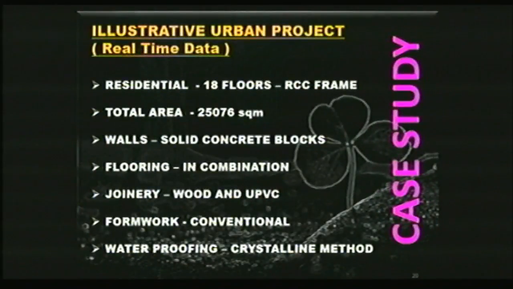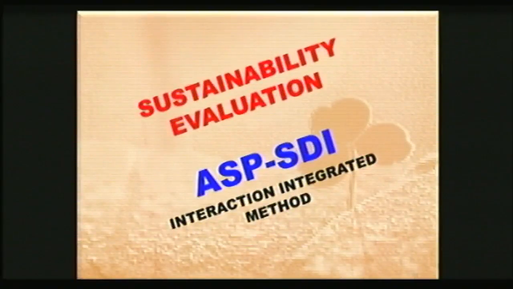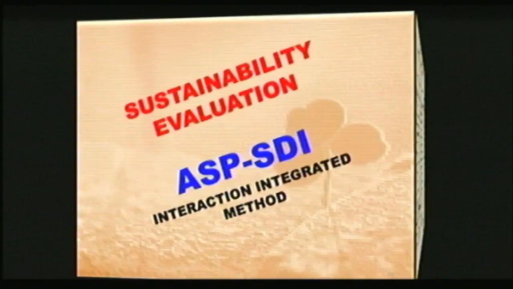This is a case study which is very important for students, actually. This is the case study which we have done. For example, for urbanization, because the urban scenario matters, one of the case studies I've taken is an 18-floor RCC frame with a total area of about 250,000 square feet and solid concrete walls, which is a typical RCC framed construction. And I have tried to evaluate this using the interaction methodology, because all the embodied energy and embodied carbon come into the picture.